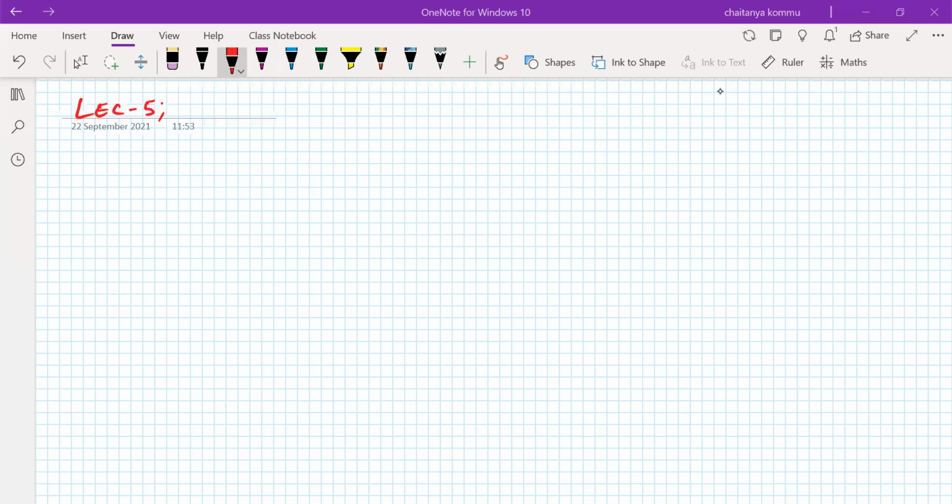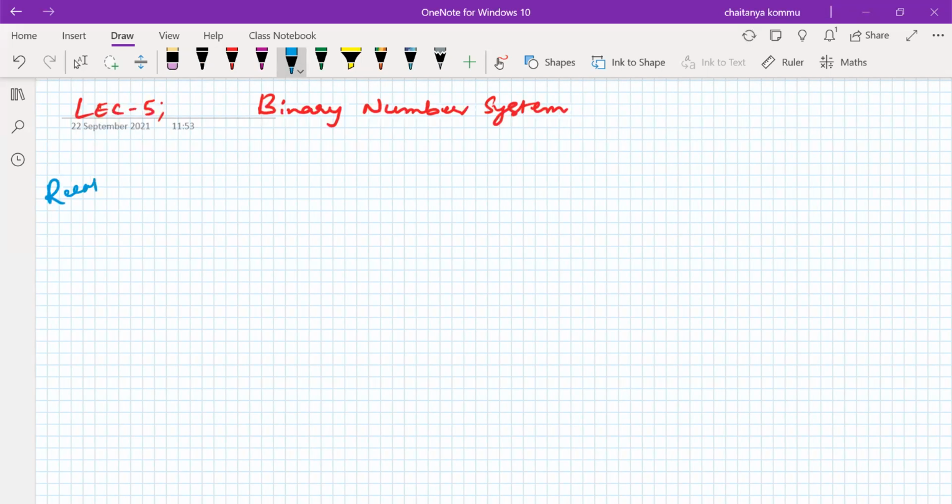So we would like to discuss exclusively the binary number system. Overall, we have seen the number system previously, but now we would like to discuss the binary number system. Before going to that, we are going to solve some problems based on what we have seen in the previous classes.